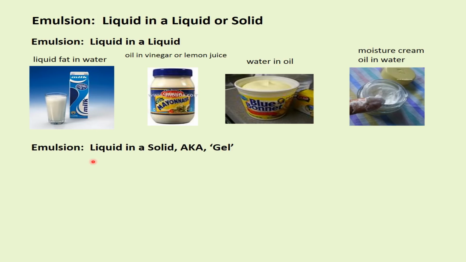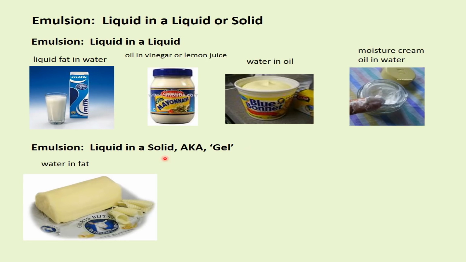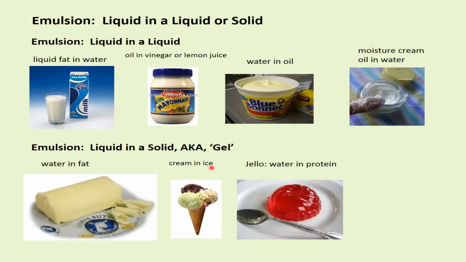Well, how about some liquid in solid emulsions, aka gels? Well, one example is butter. Butter has a liquid, water, in a semi-solid or solid, fat. Ice cream is in fact a liquid in solid emulsion, so we have the cream being the liquid in ice.